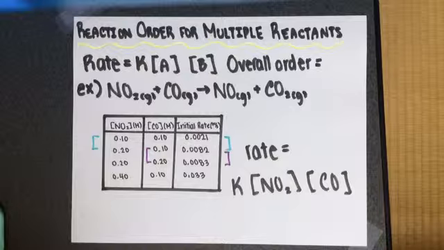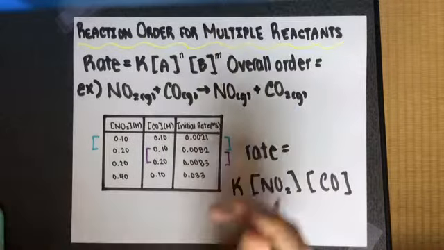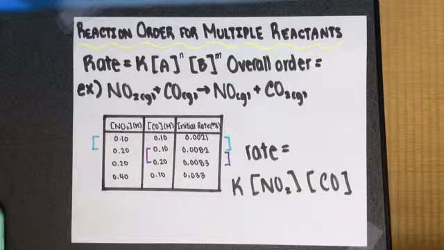As you probably already know, reactions usually involve multiple reactants. The rate law for a reaction with two reactants is expressed by using the equation rate equals k times the concentration of the first reactant to its reaction order times the concentration of the second reactant to its reaction order. The overall order is the sum of all reaction orders.